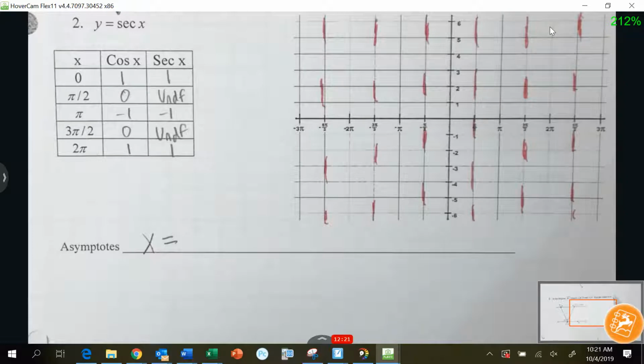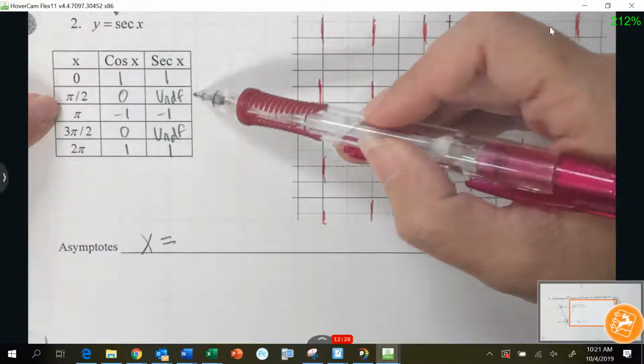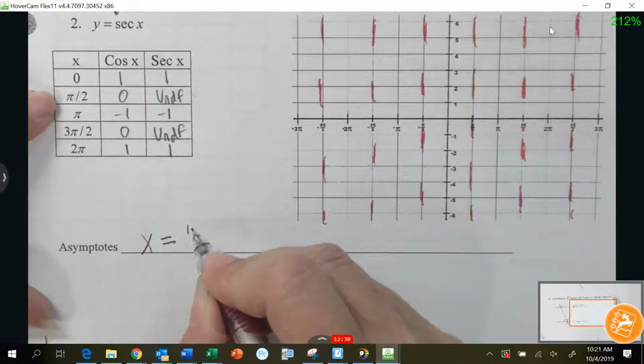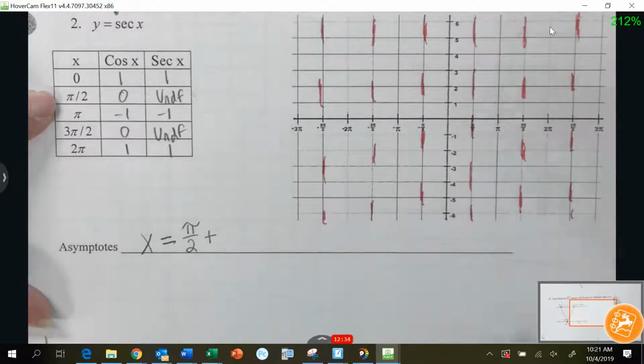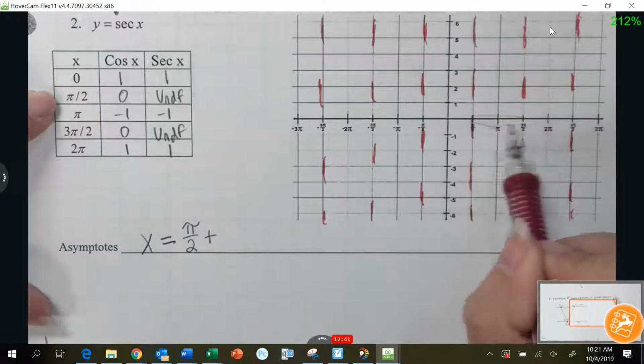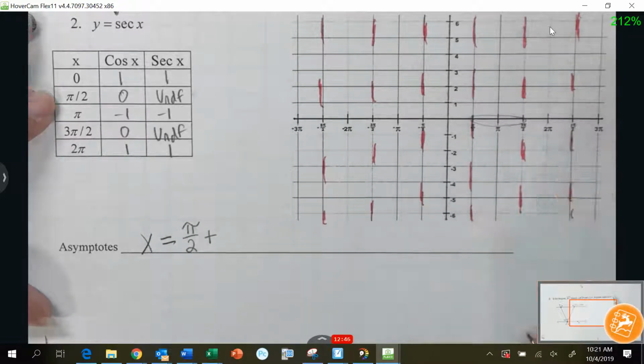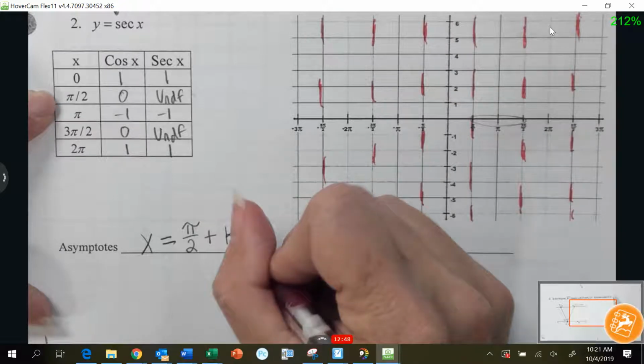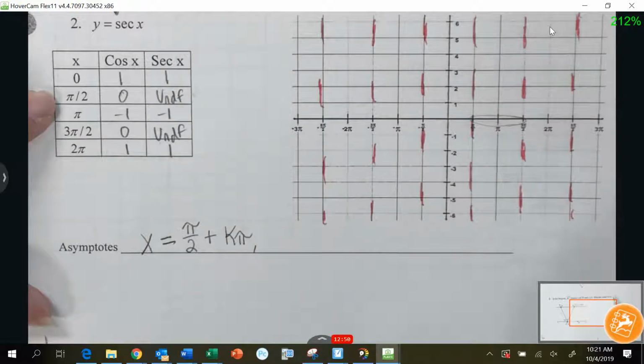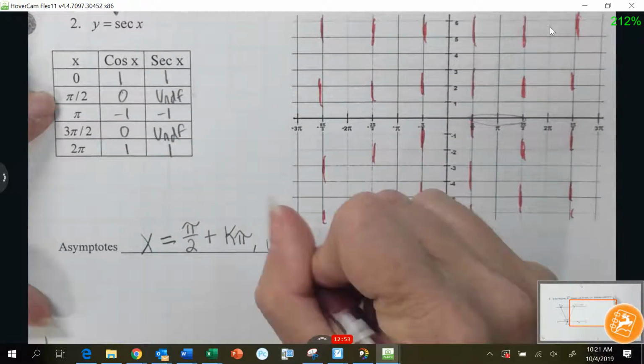So I'm going to ask you, what is the first asymptote not negative? It's right here at pi over 2. So we'll say x equals, and we're going to start with pi over 2. How much each time? So from pi over 2 to get to 3 pi over 2, those are 2 blocks. That's pi. That's the value of pi. So I'm going to say k pi. And then you have to define that k is an integer.